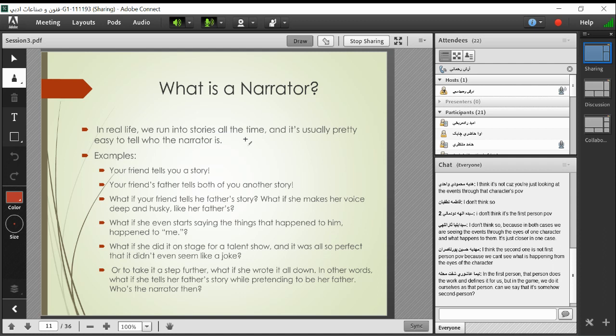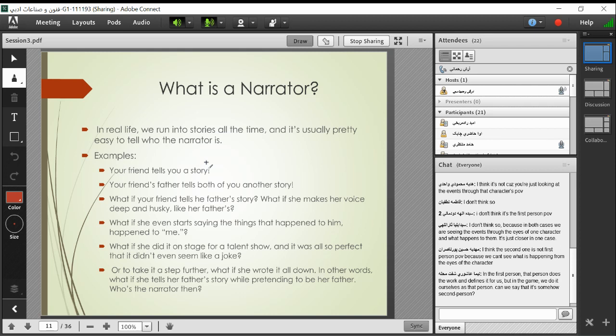Or, for example, when your friend calls you and says, hey, guess what happened? And then he or she proceeds to tell you what actually happened. In these two examples, somebody is the narrator of the story and they're telling you the story of what happened to them. But sometimes it's not as straightforward as it is.